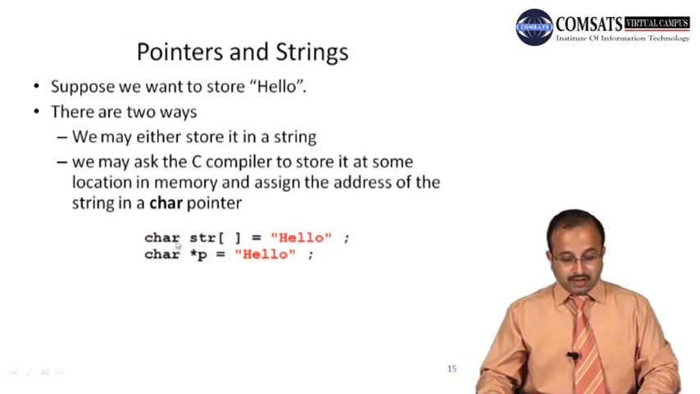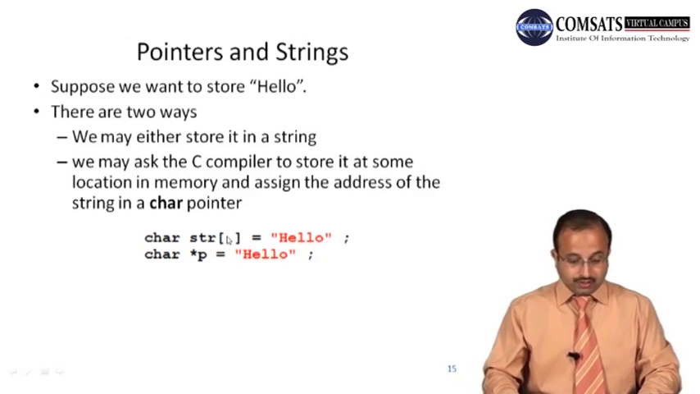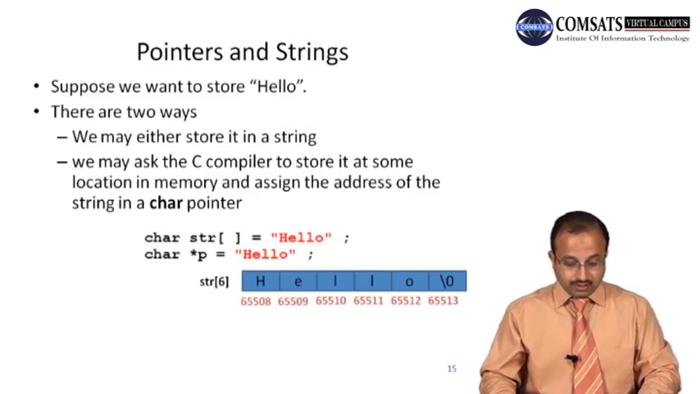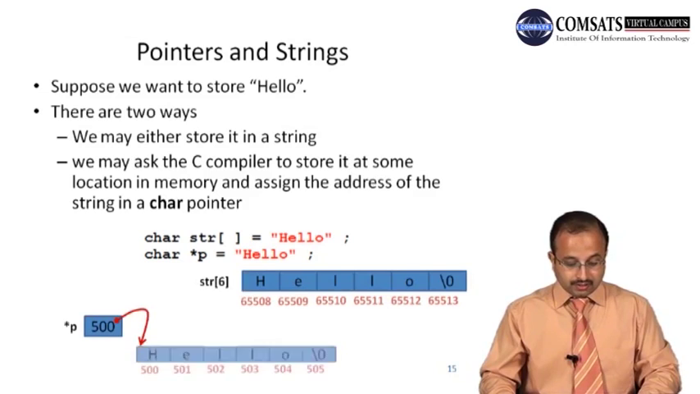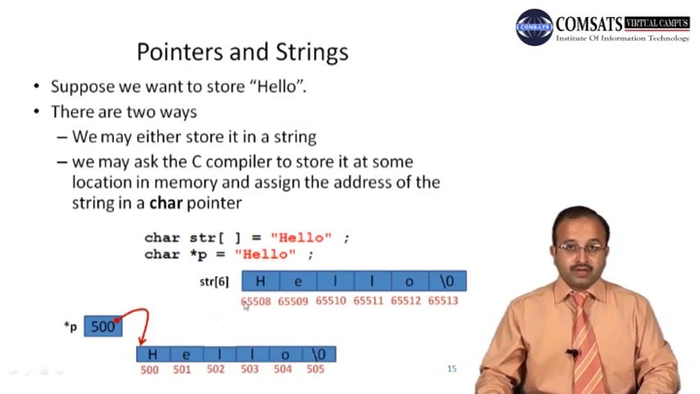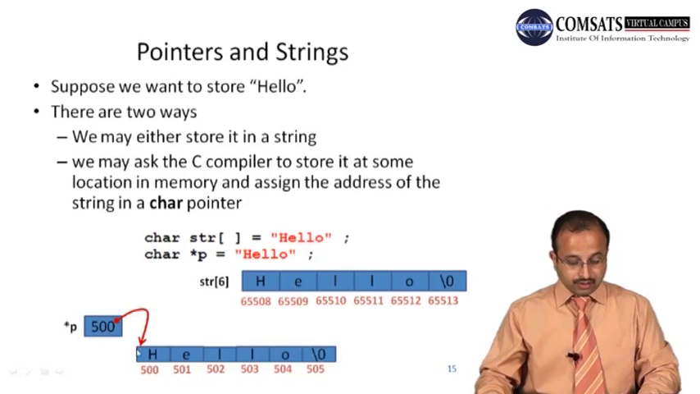And in the first case it will allocate 6 bytes for the character array str, and that's it. Now what is the difference? This is the first case and this is the second case, right? Now they are both different. So str contains the base address of the character array or string, while this pointer variable contains the starting address of the memory location where you have a string hello.